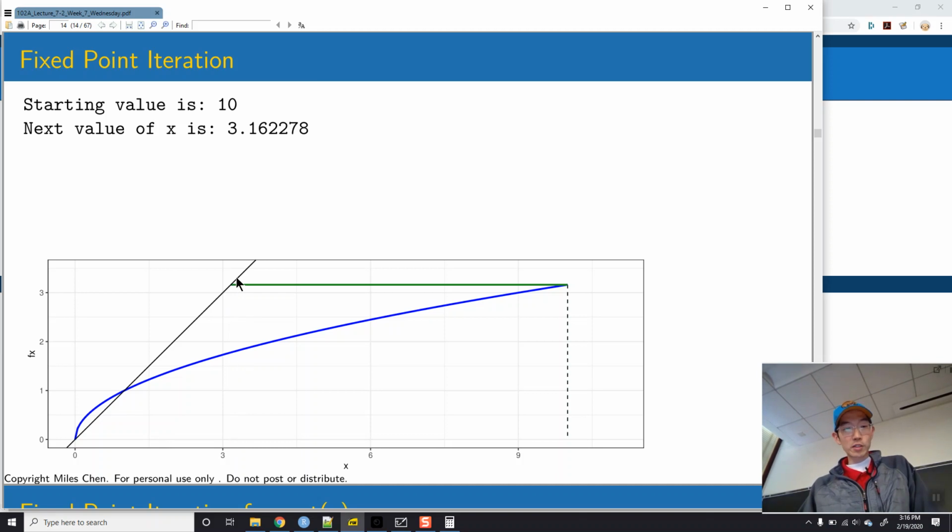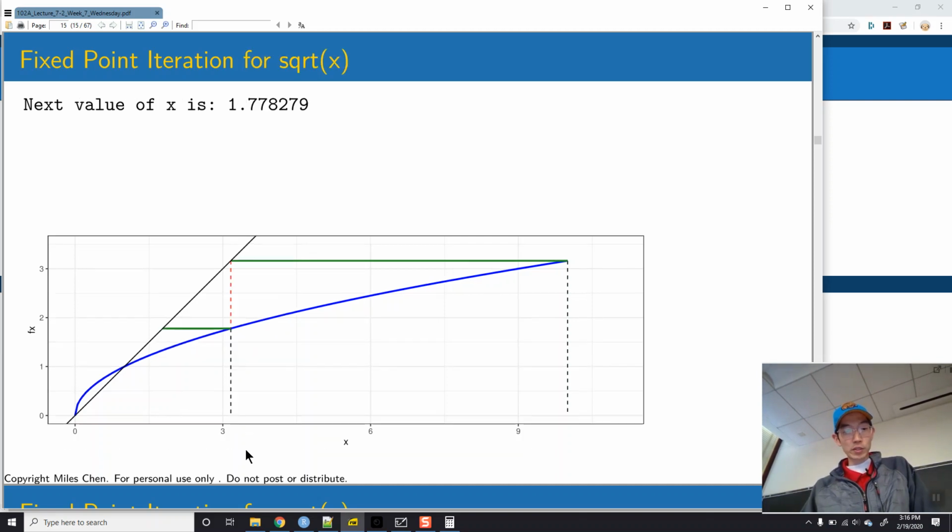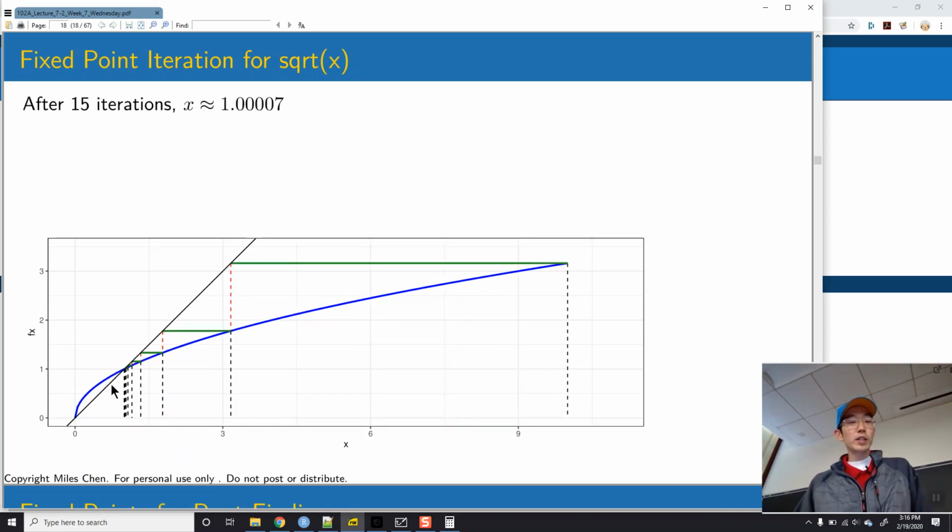The next location is going to be 3.16. So I start at 3.16, and I ask, what's the square root of that? That value is 1.77, and I follow that to y equals x, and ask, what's the next value? Square root of 1.77 is 1.33, and we can repeat this forever. After about 15 iterations, we're very close to 1, and we probably have to keep applying this to get values even closer to 1, but eventually we'll get something close to 1.